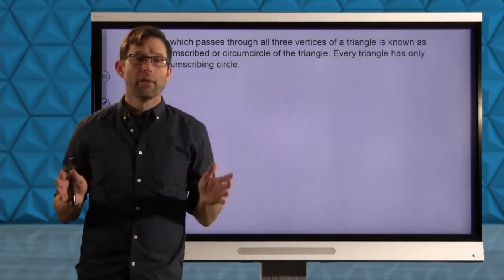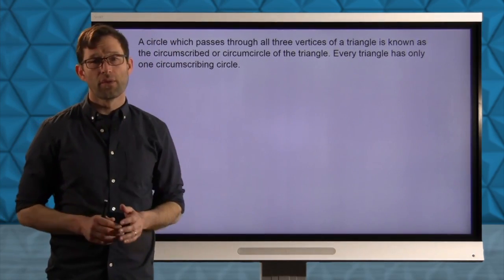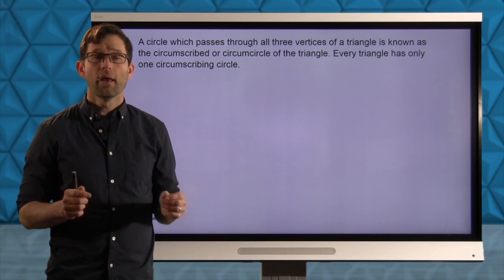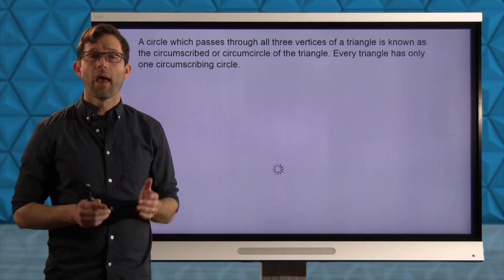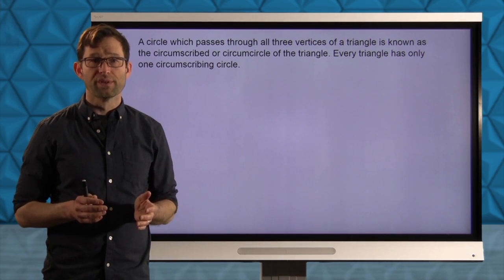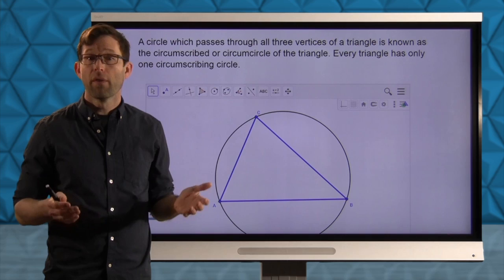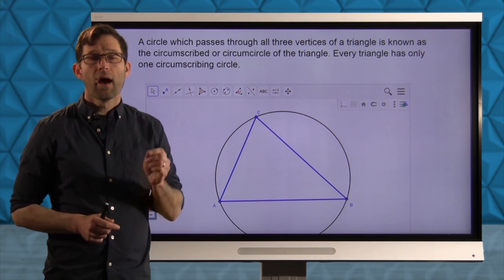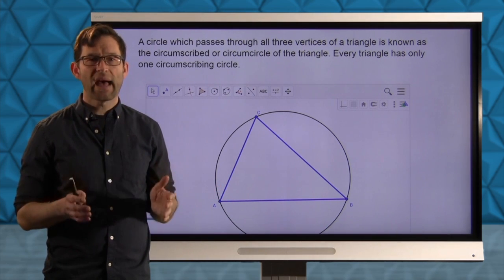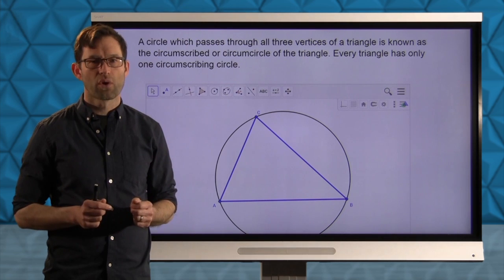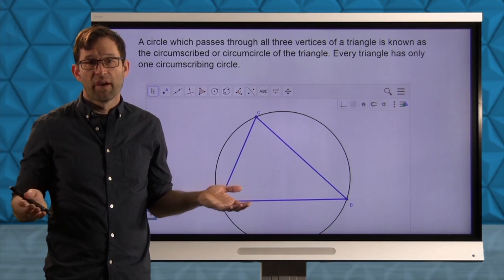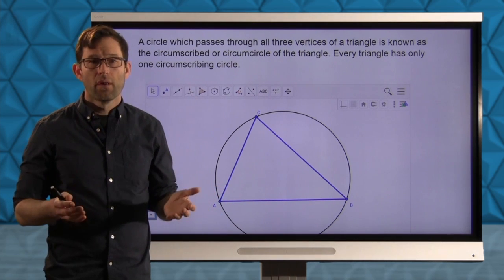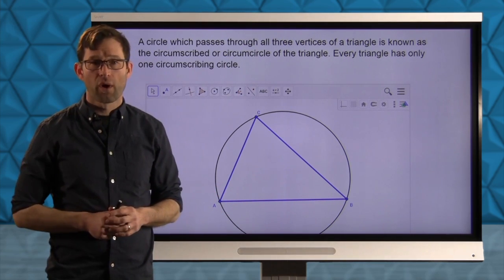One of the great mysteries and really interesting things about geometry is how connected circles and triangles are. The first connection that we're going to see is today in what's called the circumscribed circle. A circumscribed circle is a circle which passes through all three vertices of a triangle. And that's it. Every triangle has only one circumscribed circle.